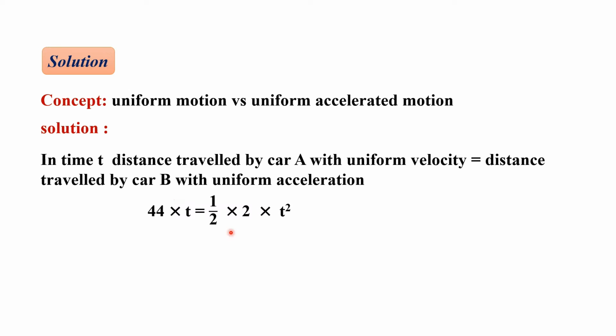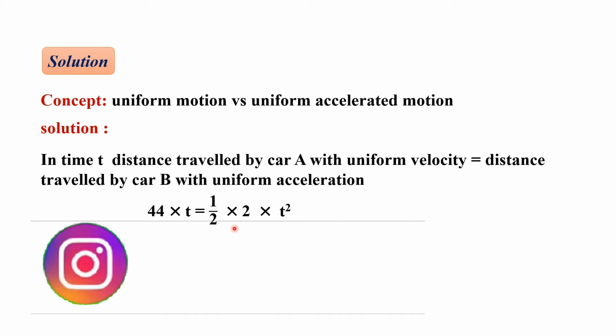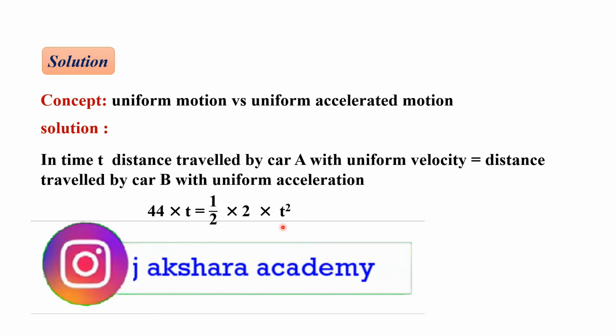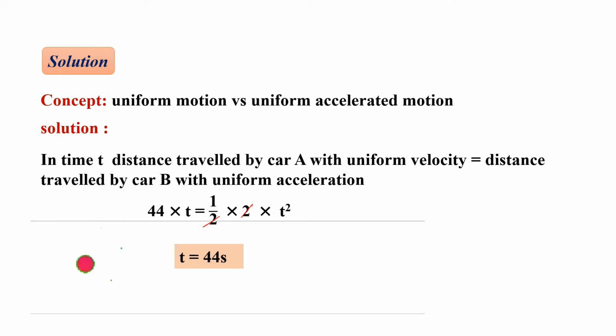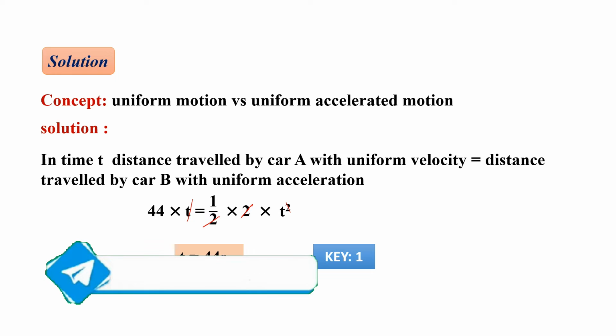half a t square, where a is 2, so 2 into t square. From this we can calculate: the 2 gets cancelled and one t gets cancelled, so t is equal to 44 seconds. So the first option is correct. The time they meet again is 44 seconds.